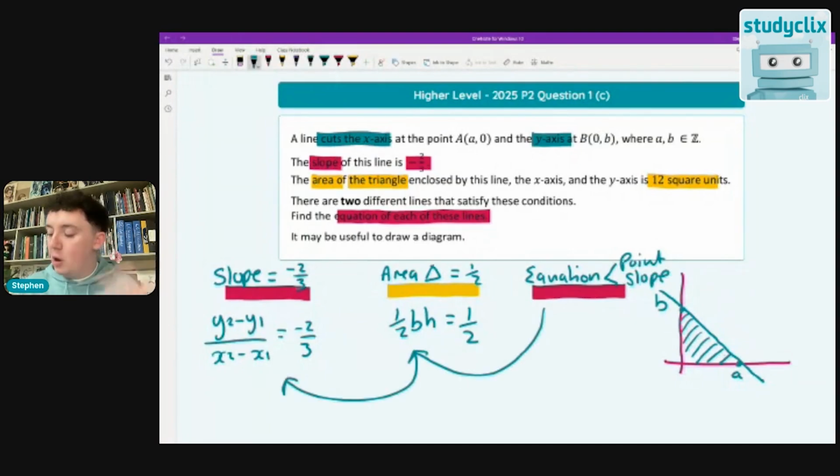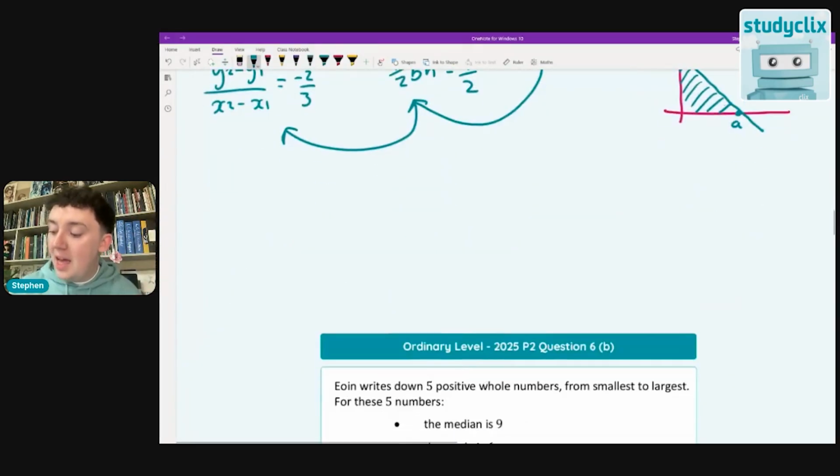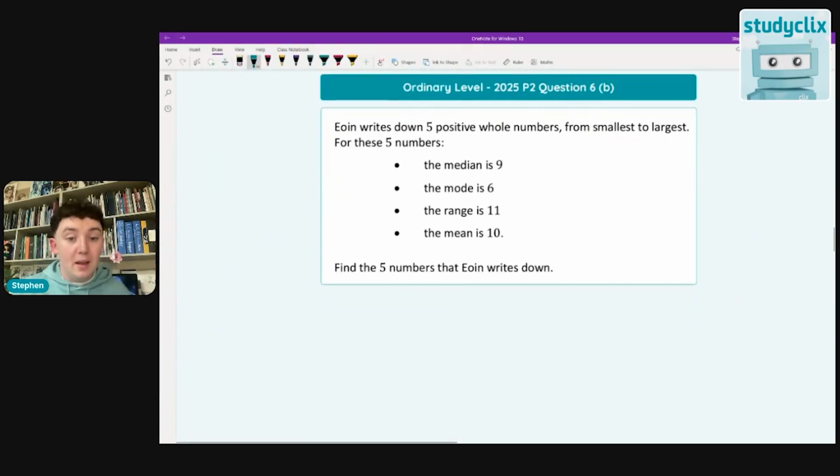So as I say, I'm not going through this question. I just want to show you how you can effectively highlight important things. Don't highlight it all. You'll lose the question when you do that, okay? We want the key maths moments, key numbers, key formulas. Thinking about this at ordinary level as well, this approach applies. Here, last year, paper 2, 6B, we saw Owen writes down 5 positive whole numbers from smallest to largest. The median of these is 9, mode is 6, so on and so forth. We want to find the 5 numbers that Owen writes down.